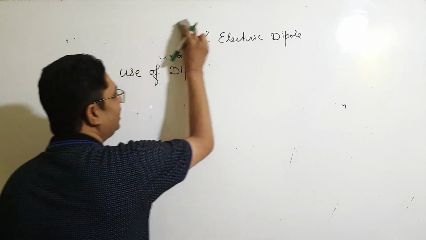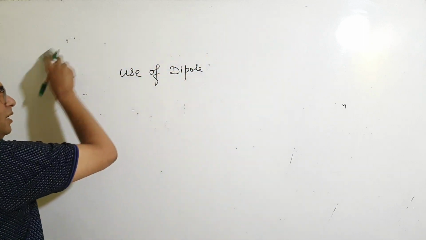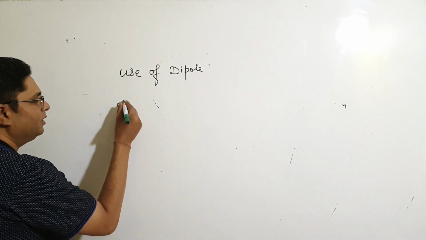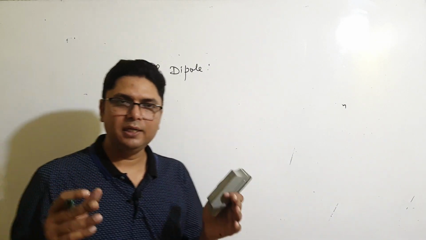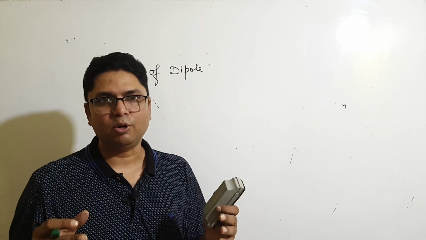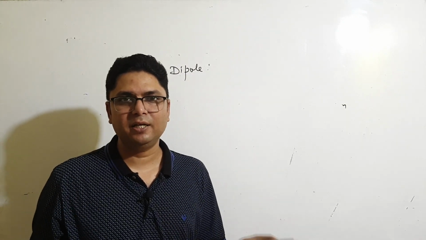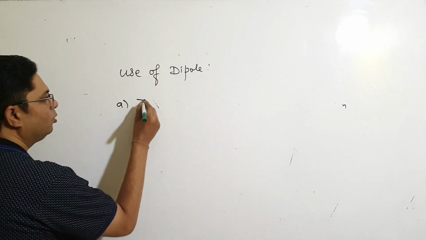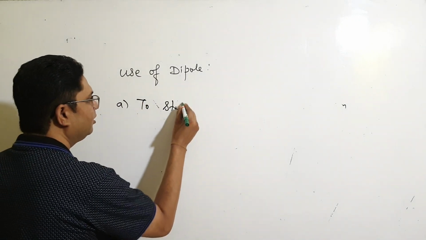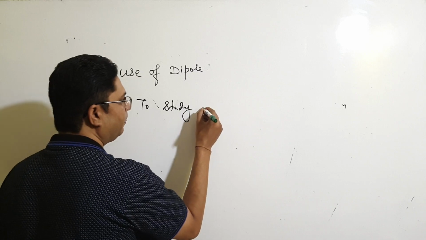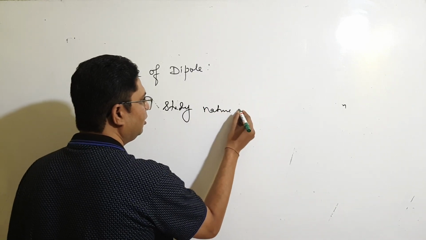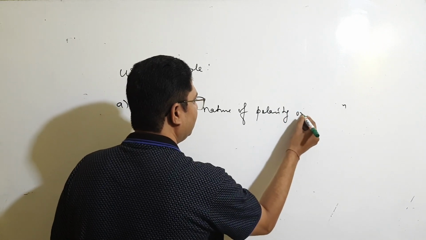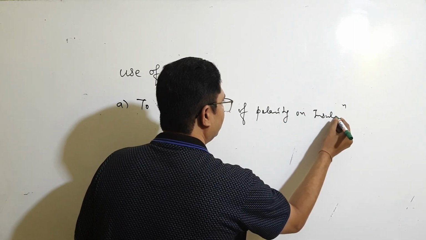Now, let us understand the use of dipole. Use of dipole number one is to study the polarity nature on an insulator. We can study the nature of polarization on an insulator.